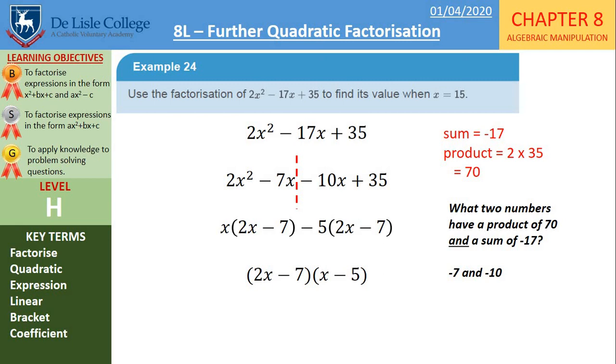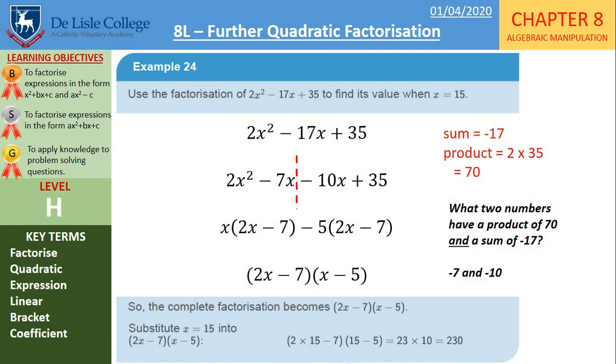Now we mustn't forget what the question is actually asking. It wasn't just to factorise this. We had to find the value when x is 15. So we're going to substitute x equals 15 into those brackets. And we end up with 23 times 10, which is 230.